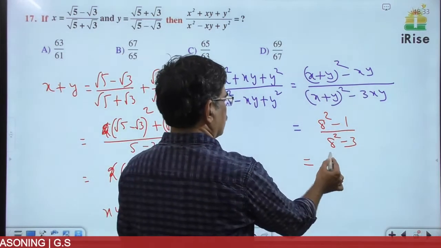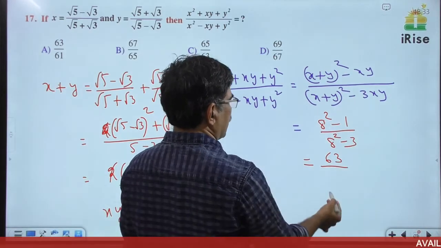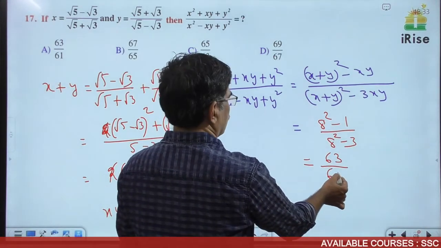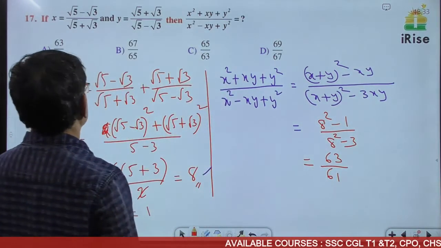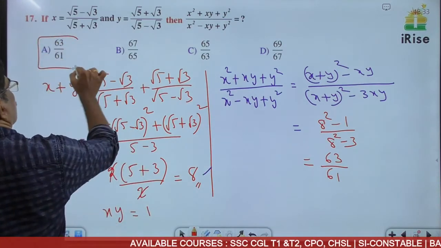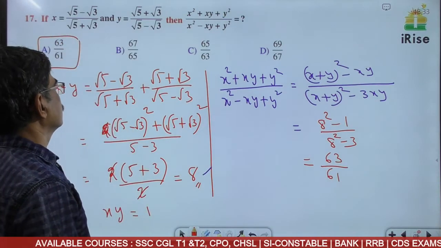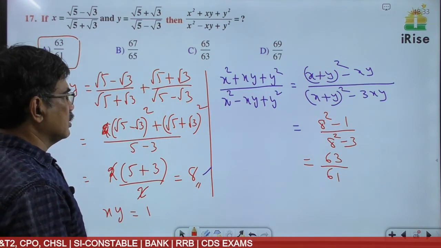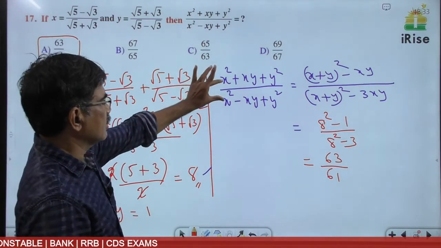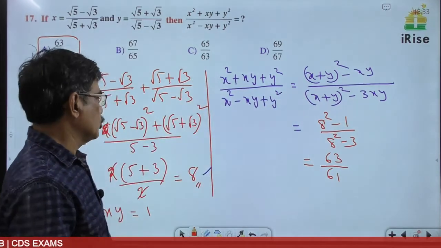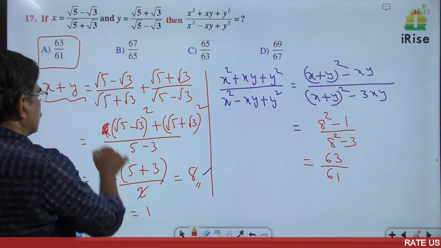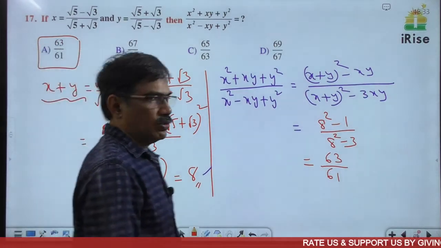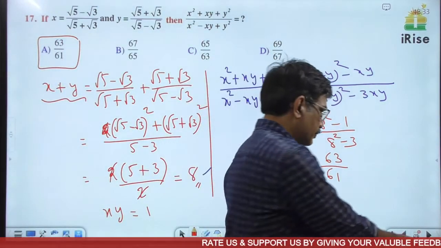64 minus 1, 63. 64 minus 3, 61. 63 by 61 is the answer for this question. Okay, 63 by 61 is the answer. Just rearrange the terms like that and substitute. Before that, find x plus y. x plus y is equal to 8. Okay, next.